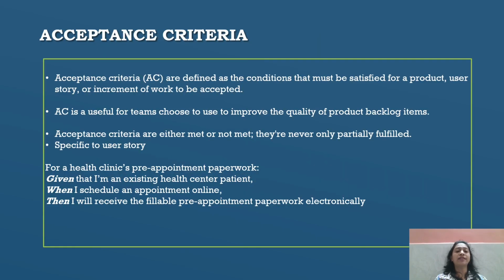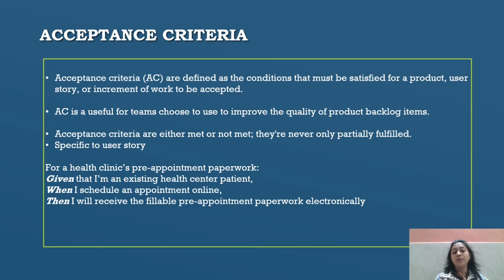Let's go ahead and see the acceptance criteria. The acceptance criteria are defined as the conditions that must be satisfied for a product, user story, or increment of work to be accepted. Acceptance criteria are useful for teams that choose to use them to improve the quality of the product backlog items. The acceptance criteria are either met or not met. They are never only partially fulfilled, specific to the user stories we are saying.